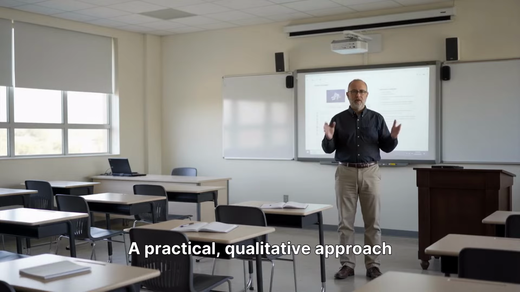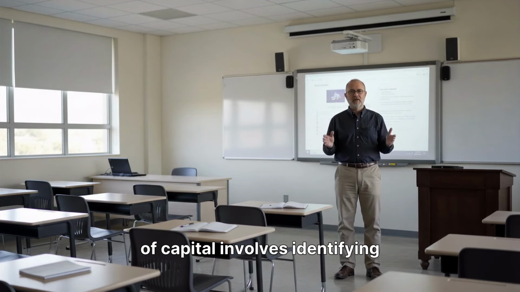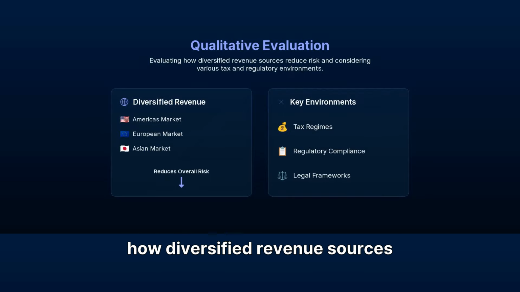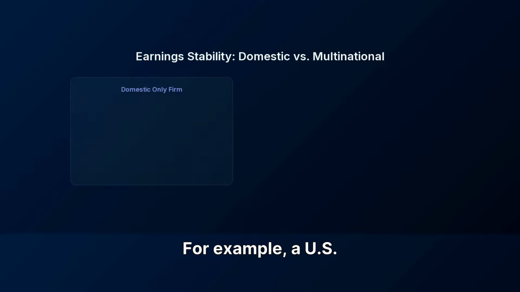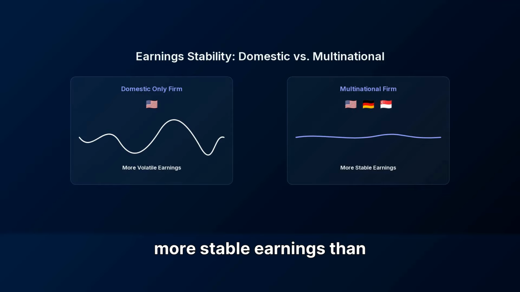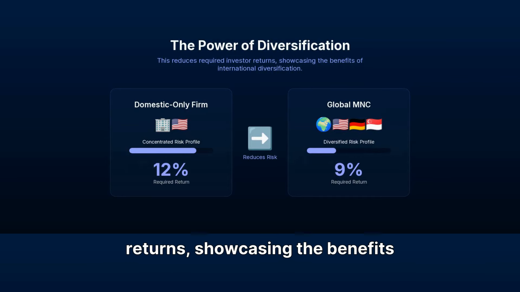A practical, qualitative approach to estimating the cost of capital involves identifying global risks and determining the cheapest financing options. It also includes evaluating how diversified revenue sources reduce risk and considering various tax and regulatory environments. For example, a U.S. firm operating in Germany and Singapore might have more stable earnings than a domestic-only firm. This reduces required investor returns, showcasing the benefits of international diversification.